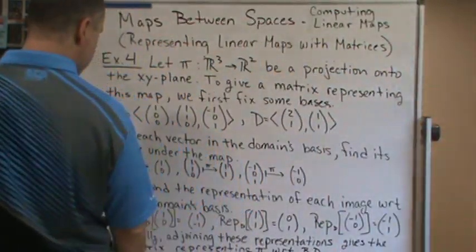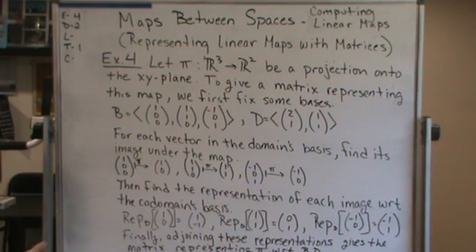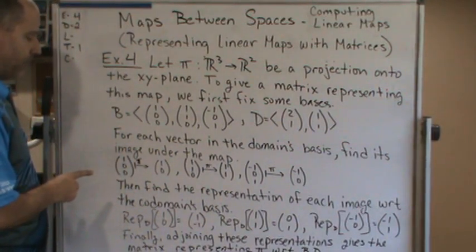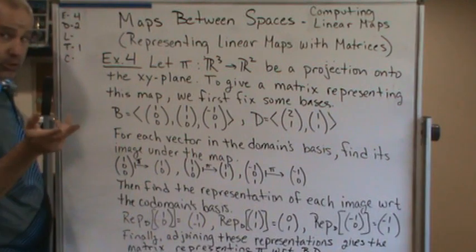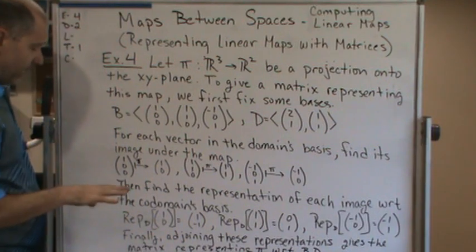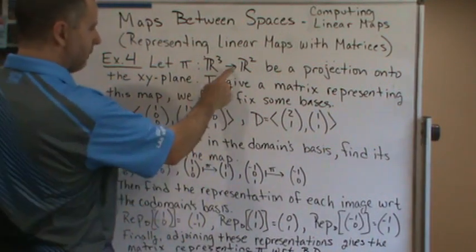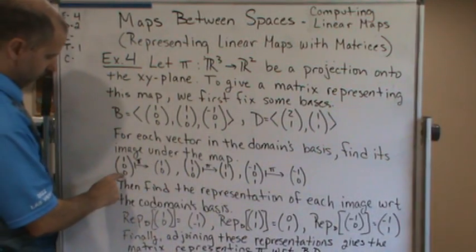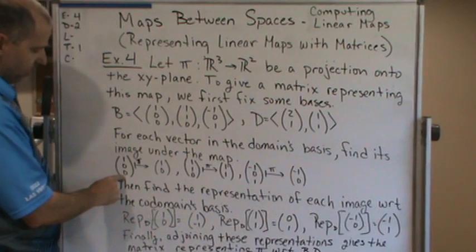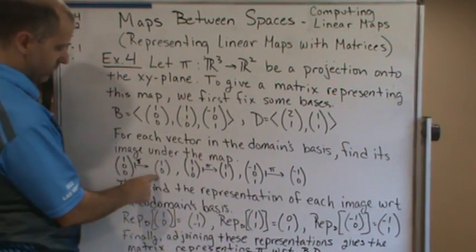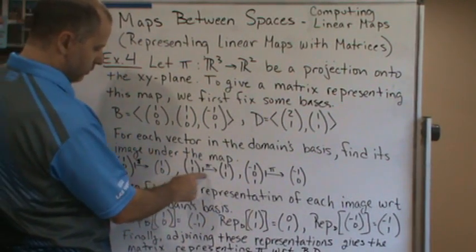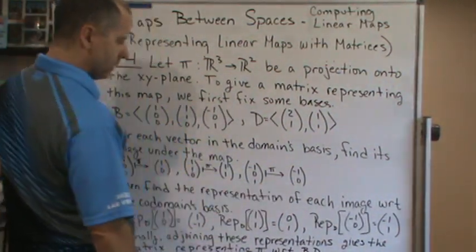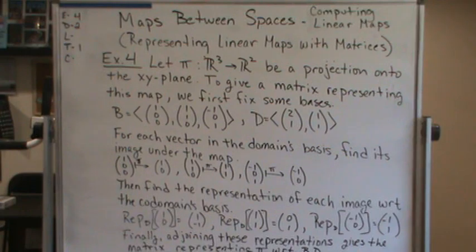Now, for each vector in the domain's basis, we want to find its image under the map. Again, that's easy to do. Under this mapping, it's just a projection, so it's easy to find. We're just getting rid of the z component. So this reduces to 1, 0. This reduces to 1, 1. And this reduces to negative 1, 0. Okay, so that's pretty straightforward.